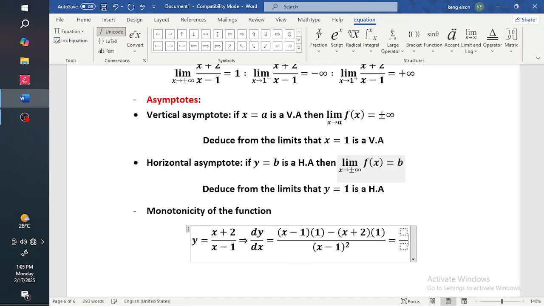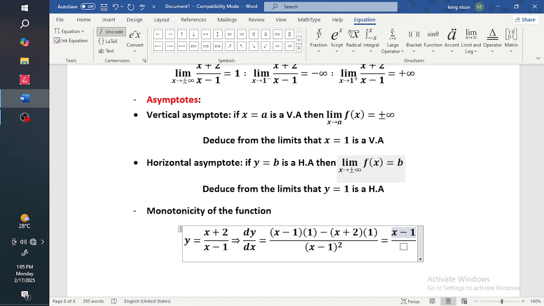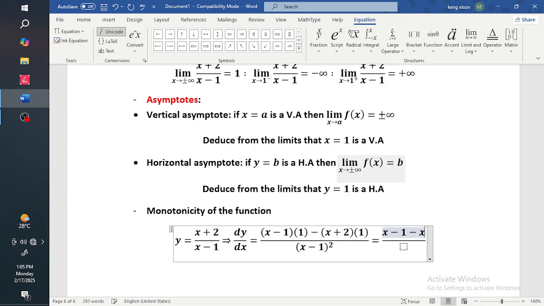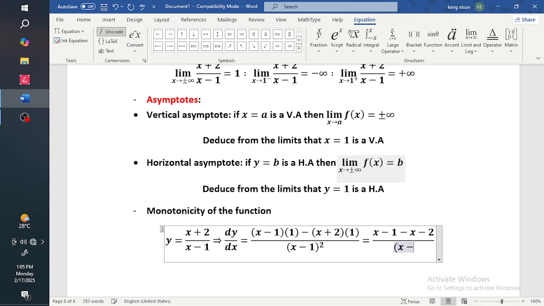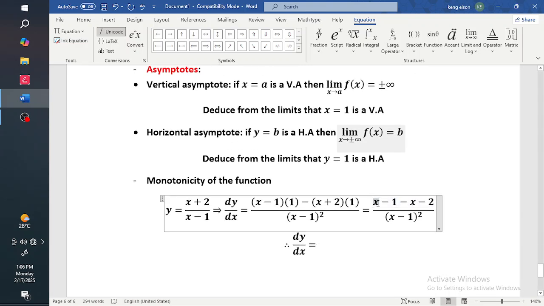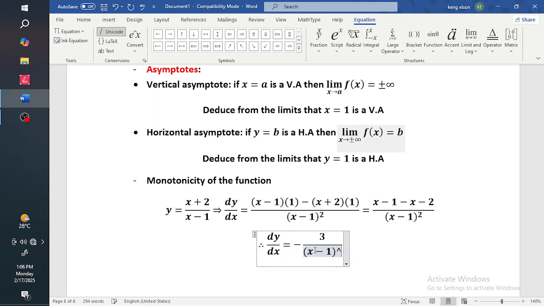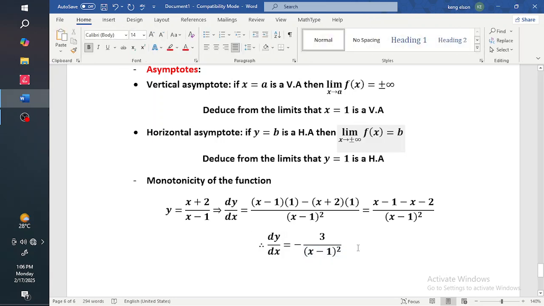So if you simplify, you are going to have x minus 1. Then let's subtract x plus 2, so we multiply every term by negative. So it will be minus x minus 2. Then divided by x minus 1 all squared. So in conclusion, our dy by dx is equal to, now x minus x is 0, negative 1 minus 2 is negative 3. So we have negative 3 divided by x minus 1 all squared. So that is the value of dy by dx.